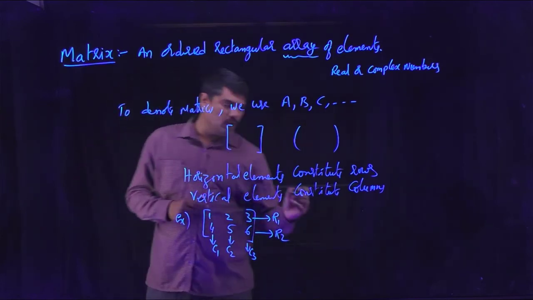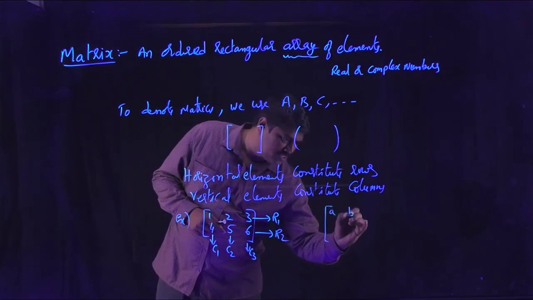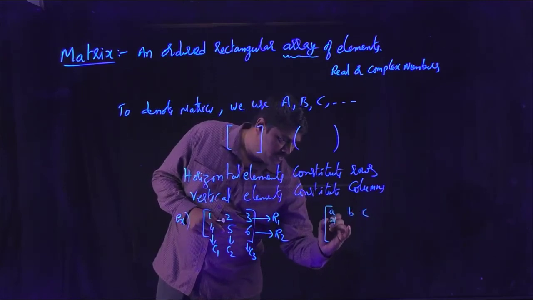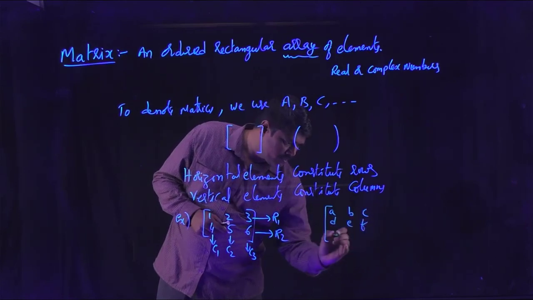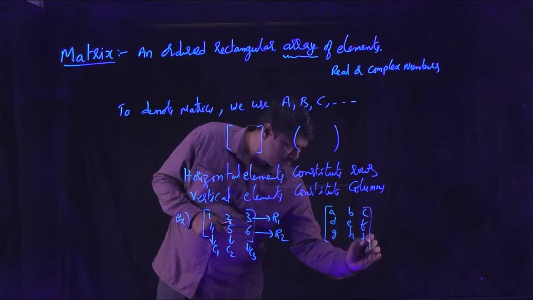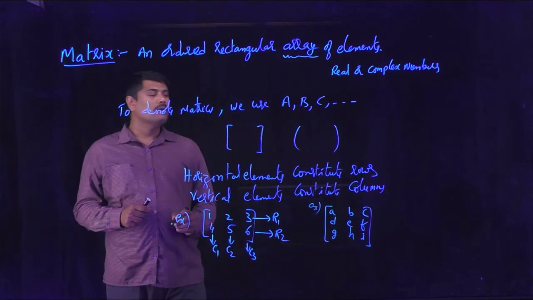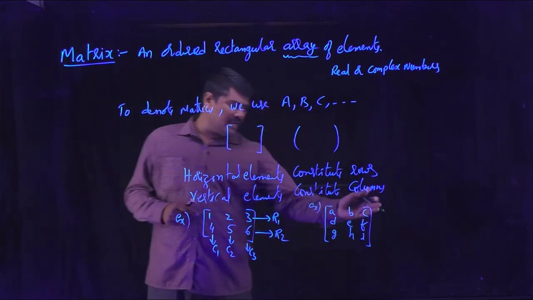Let me write one more example. With letters I am considering this one: A, B, C, D, E, F, G, H, I. This is another example for a matrix. So clearly it contains 3 rows.